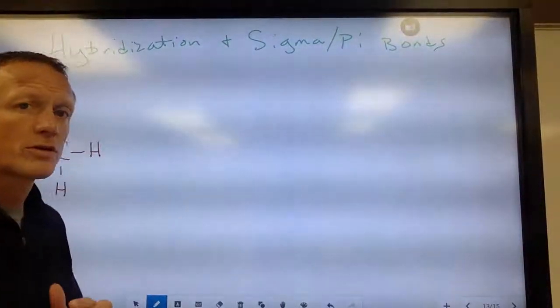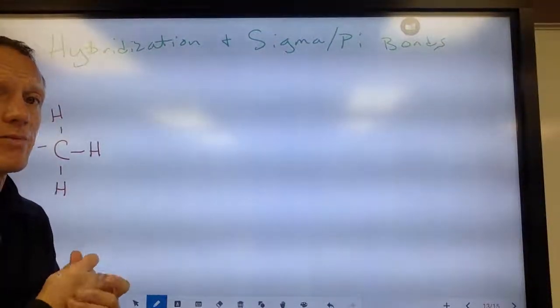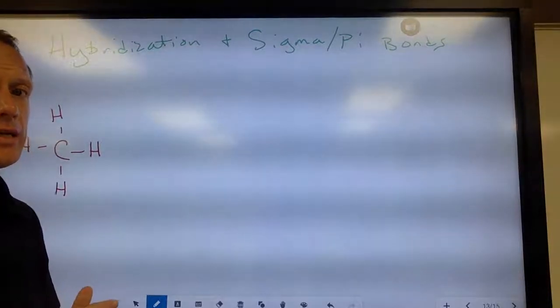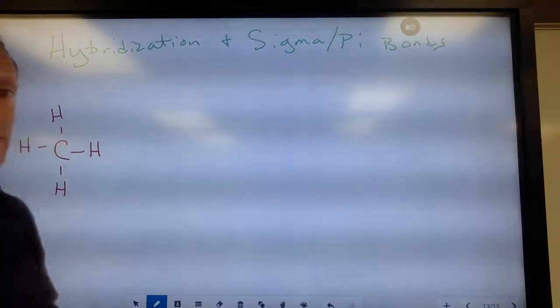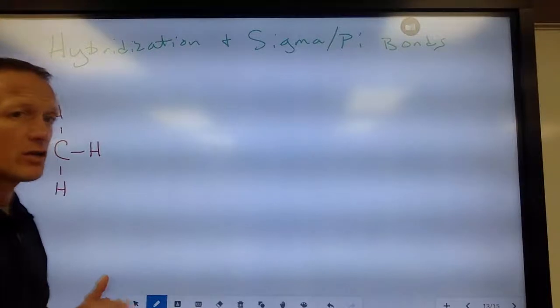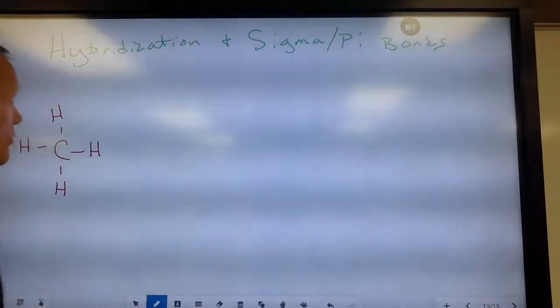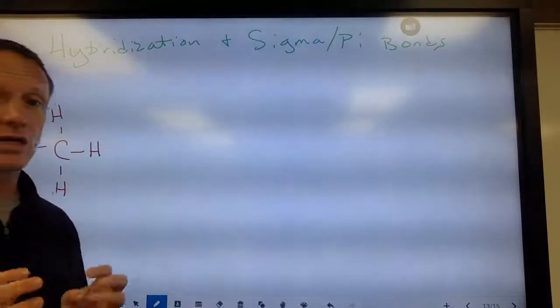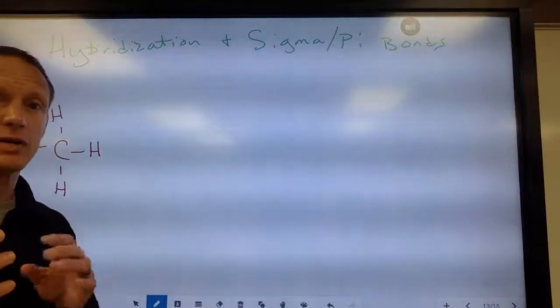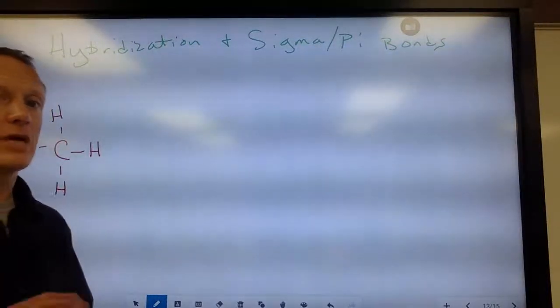That's going to be the last part of this chapter here. It's going to be on hybridization and sigma pi bonds. And I'm going to make this pretty brief and to the point in terms of what you really need to know. So hybridization is when an S and P or P and D orbital overlap and form what's called a hybrid orbital.